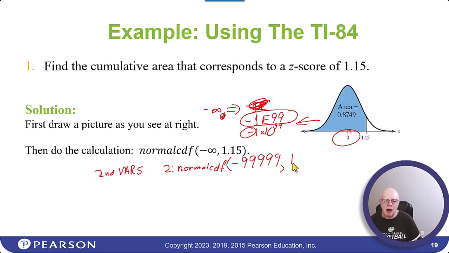We want it to stop at 1.15. Because this is z-score, we put 0 and 1. And then you're ready to hit the enter key, and you'll get your answer.